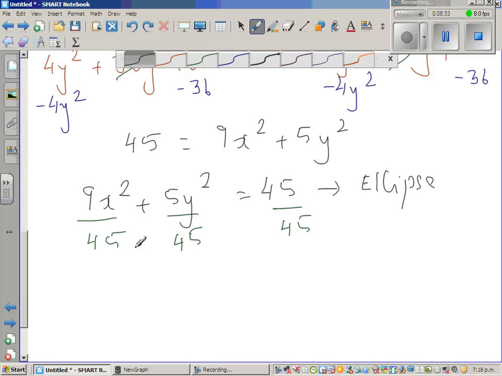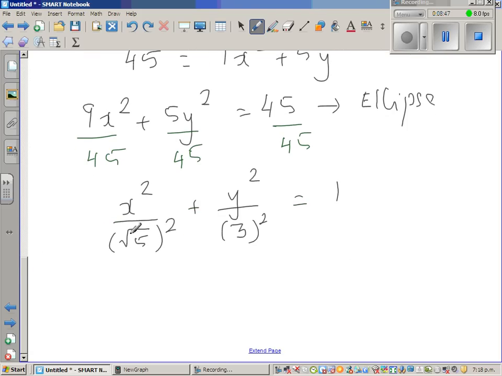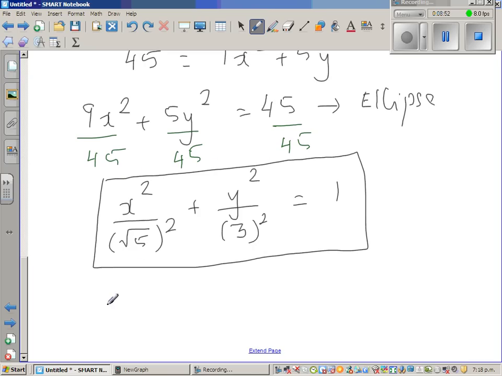So what will we have? This is x squared over 5, I'm writing it as the square root of 5 squared, plus y squared over 9, which is 3 squared, equal to 1. So this is an ellipse in the standard form. The standard form of an ellipse is x squared over a squared plus y squared over b squared equal to 1. So a is the square root of 5 and b is 3.